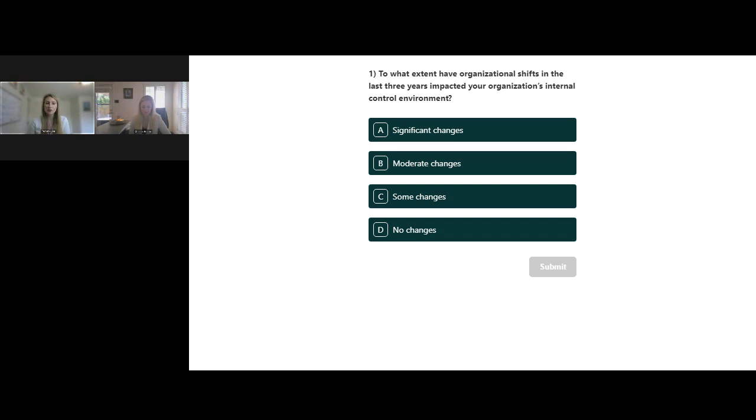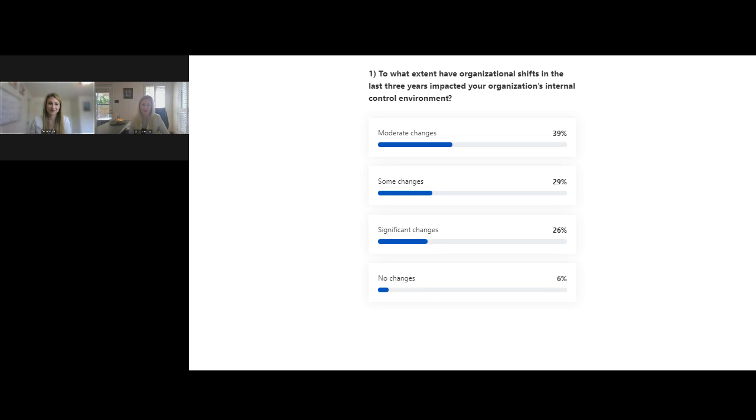As we see organizations returning to work and normalizing the changes that took place during COVID, I think people are starting to see it as, okay, we have less change now. Whereas it was significant change a couple of years ago, now we're seeing, okay, we found our new normal, so we see this as moderate change. Right. All right, so moderate change, like we thought. Great. That checks out with the clients that we've been working with, that spectrum of some to significant. And those of you, the 5% in no changes, I want to hear more.